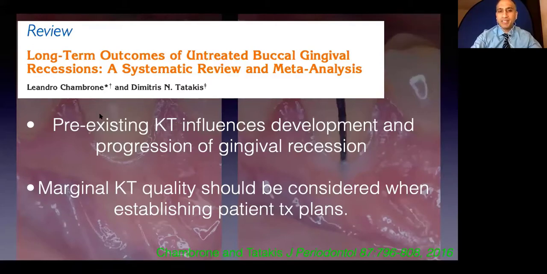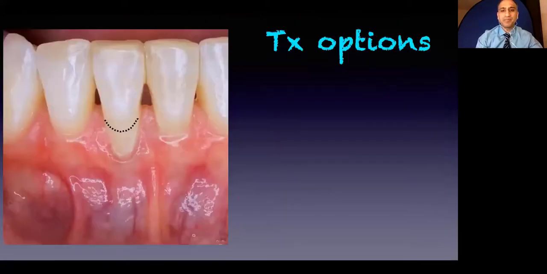They noted that pre-existing keratinized tissue definitely influences the development and progression of gingival recession, and that marginal keratinized tissue quality needs to be considered, especially when establishing restorative treatment plans. I was talking to a colleague of mine today where the patient had full mouth reconstruction and shortly thereafter started developing recessions. And so before the patient has these done, it's nice to have that discussion with the patient. And if we need to augment, better to augment before the restorations than afterwards.